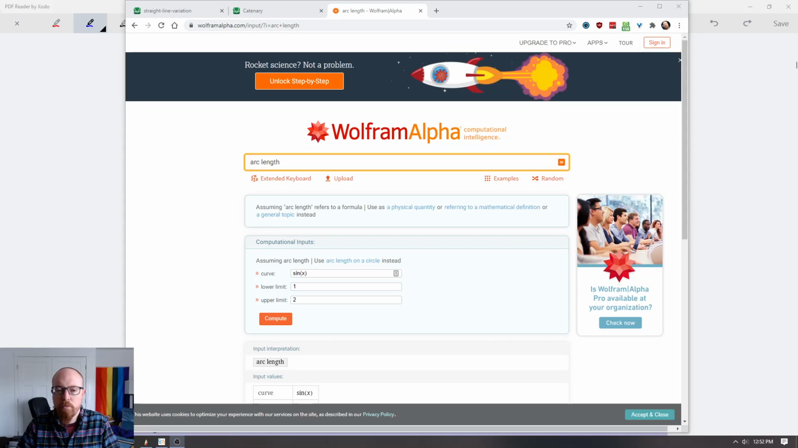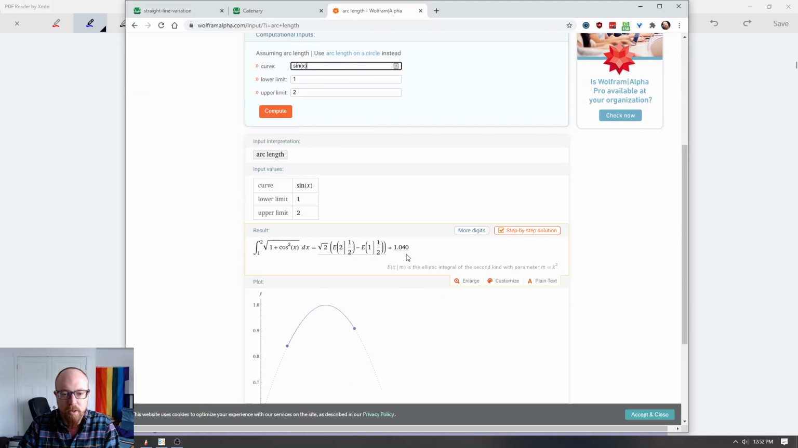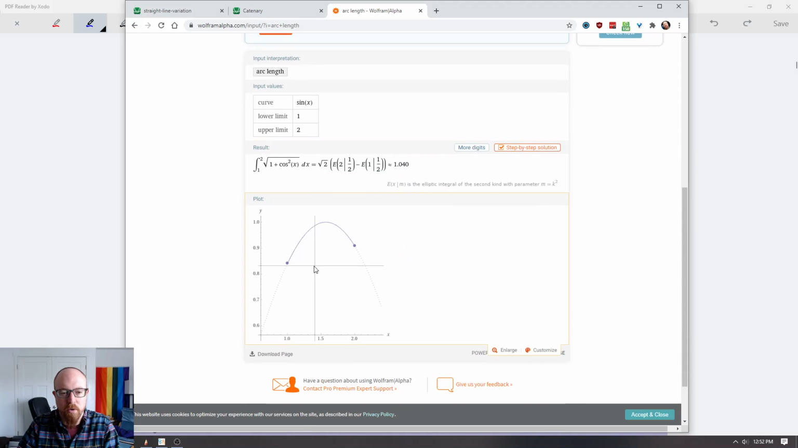Okay, here's the Wolfram Alpha page for arc length, and you can see what's going on is we tell it a particular curve, a particular function, and we tell it the x value that we want to start at and the x value that we want to end at, and it calculates the arc length of that function between those 2 points. All right, so the sort of default settings on Wolfram Alpha are sine of x from 1 to 2, and it does whatever it does, and it tells us that the answer is 1.04, and it draws us a nice little picture.